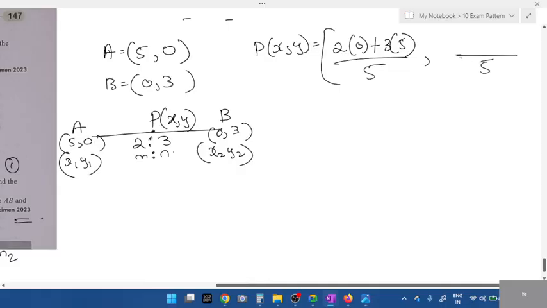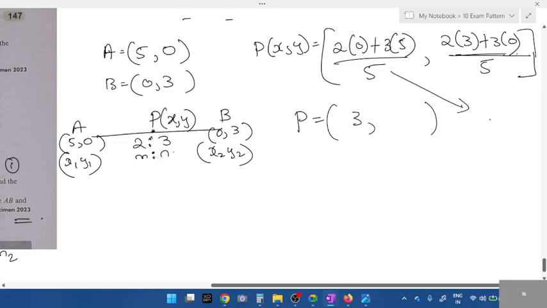Next. What's the next value, students? 2 into 3 plus 3 into 0 divided by 5. So what is the coordinate of P? Yes. Coordinate of P is 3 comma. See this answer, 2 into 0 is 0. You have 3 into 5 divided by 5. 5 and 5 get cancelled.